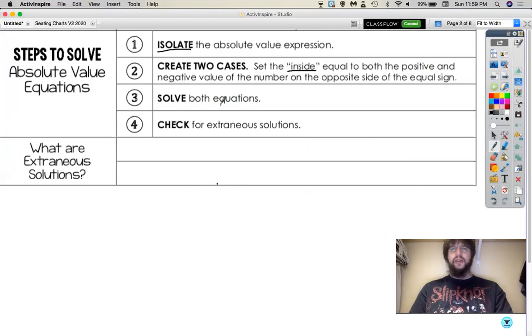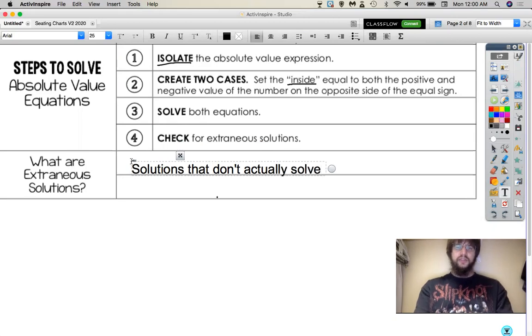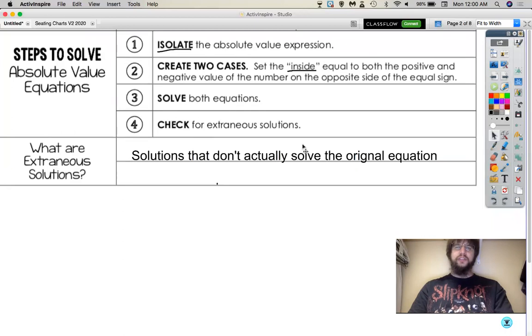Now, sometimes you'll get an answer, but it doesn't work. You always have to check your answers. And if you get an answer, but it doesn't work, that's called an extraneous solution, an extra one. It doesn't work. You always got to check. So extraneous solutions are solutions that don't actually solve the original equation. So you always have to check for extraneous solutions.